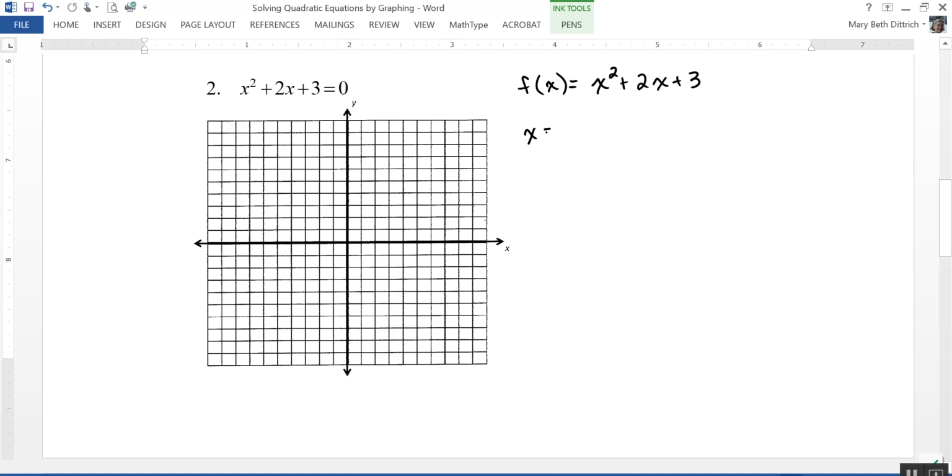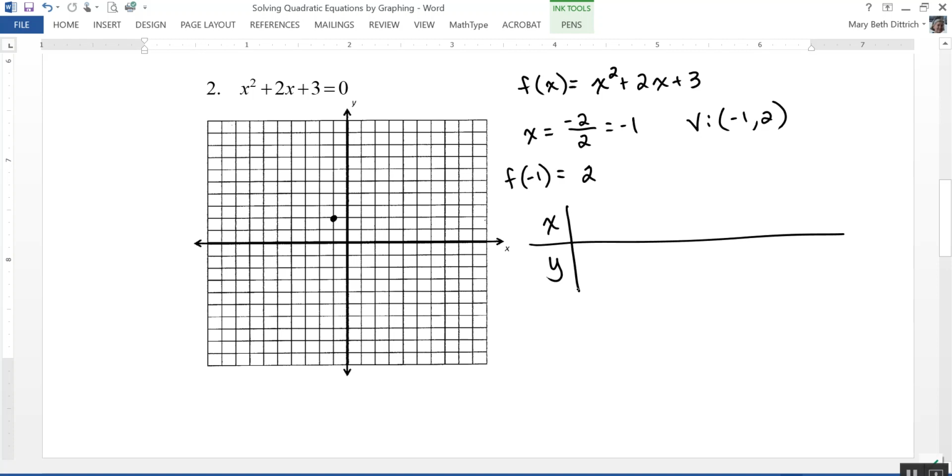So to find the x of my vertex, that's negative b over 2a, or my x is going to be negative 1. And when I plug negative 1 into the function, I get that f of x or y is equal to 2. So that's going to give me a vertex of negative 1, 2. So negative 1, 2. That's going to be my vertex. Now I'd like to make a table of values to find the rest of this, to find where it crosses the x-axis.